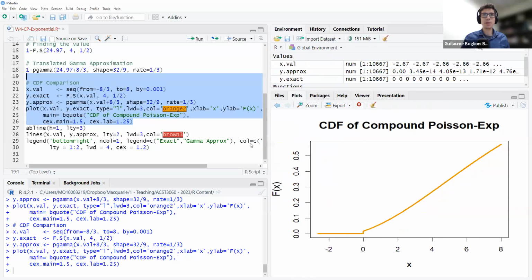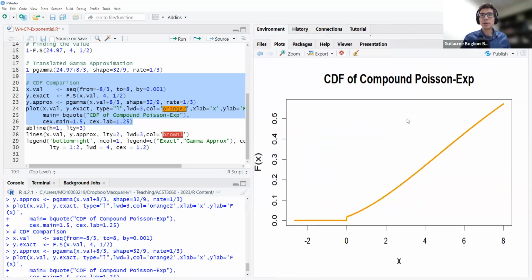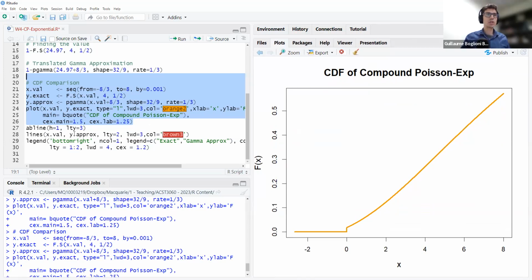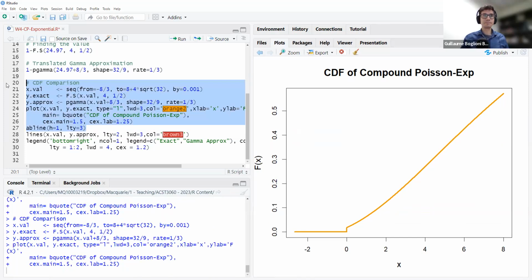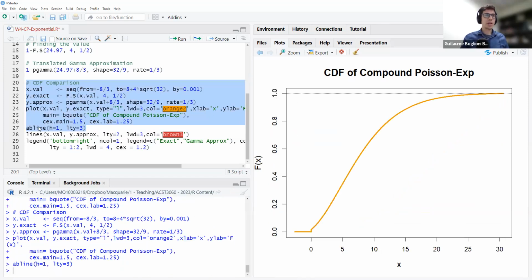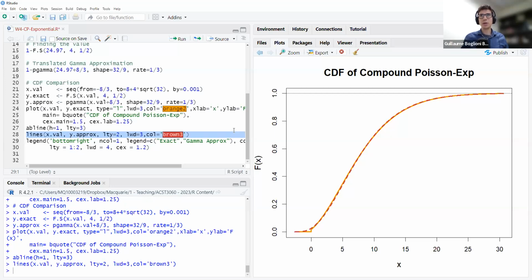Can I make this a bit bigger maybe so we see everything? Yeah. Okay, and then let's try now. Sorry, I'm a bit all over the place. Let's just go back to the bigger range. Here I'm just adding a line at 1 just for illustration. And then lastly, with the function lines, we're going to add the gamma approximation. So drum roll, please. Is it going to be good? Pretty good. Okay, pretty damn good.